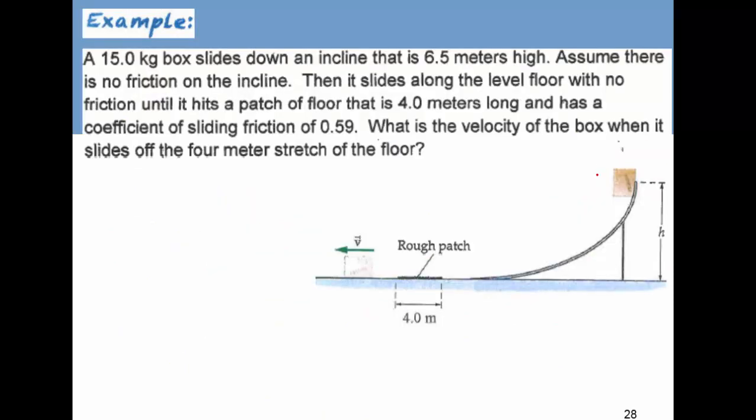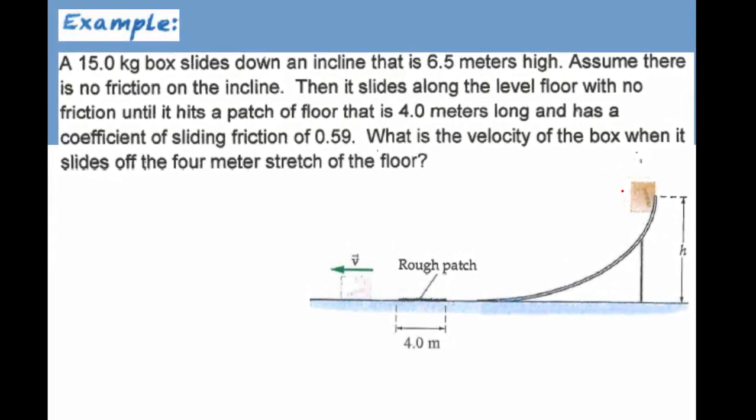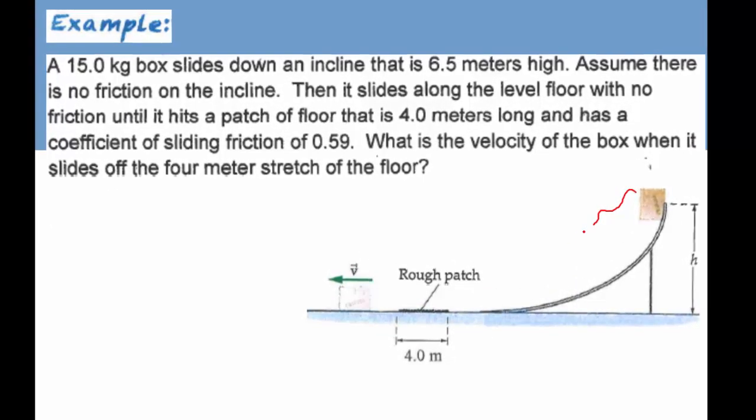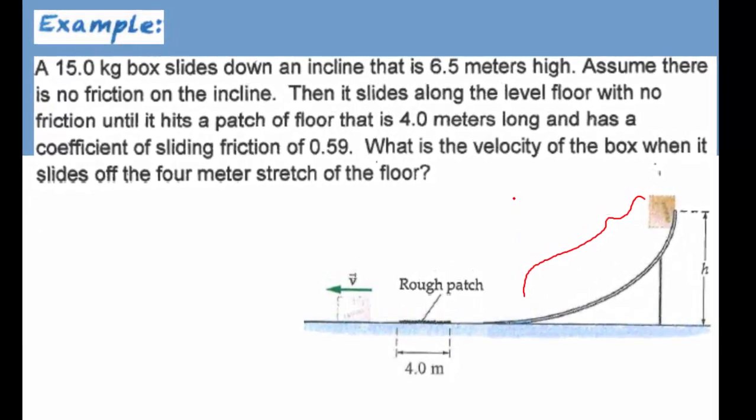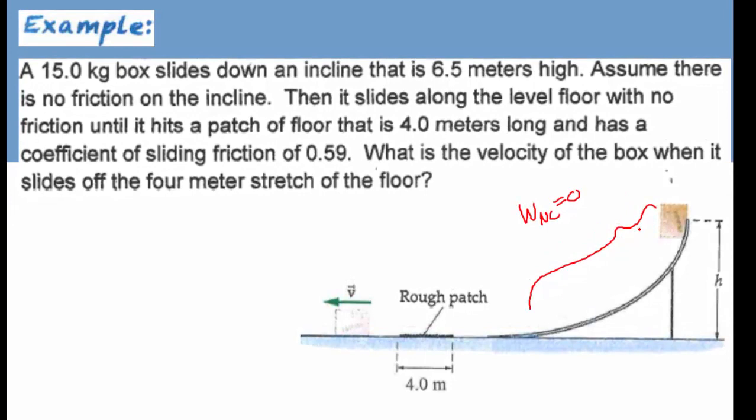Okay, this problem is composed of two parts. In the first part, where the box is sliding down the incline, the work done by non-conservative forces is 0, meaning this is a conservative system where the only force is related to gravity. So this is basically stage 1 of the problem. Then you enter stage 2 of the problem, where the box encounters a rough patch. Hence, the work done by non-conservative forces is no longer 0. It will be equal to the work done by the kinetic friction.